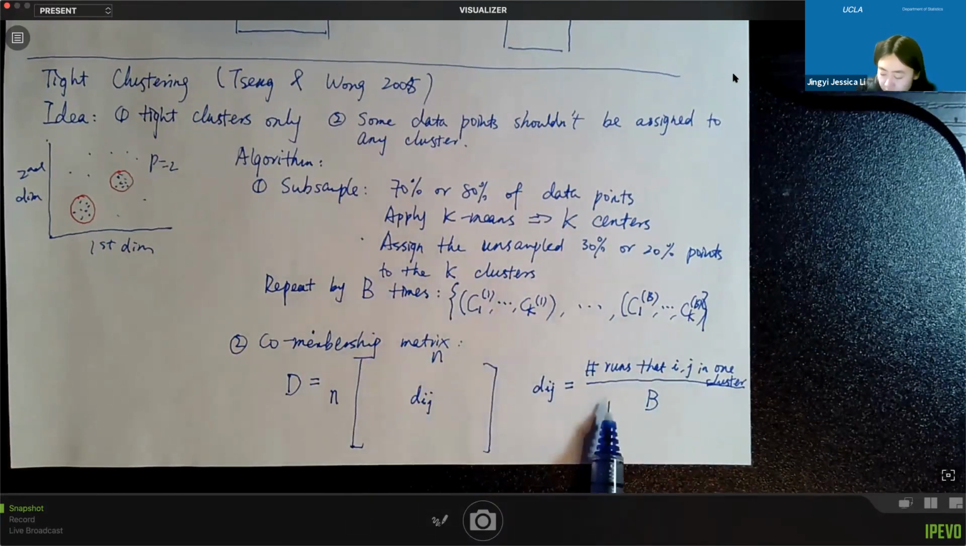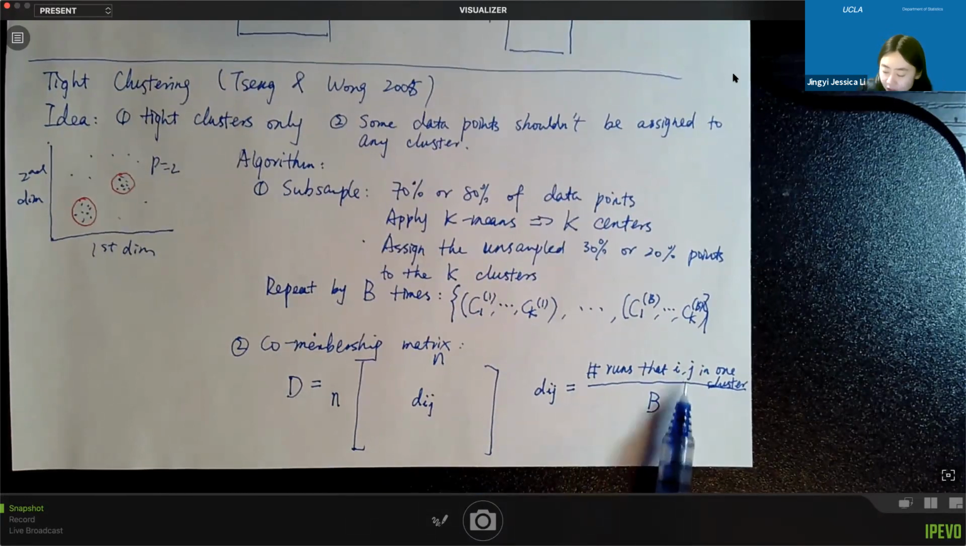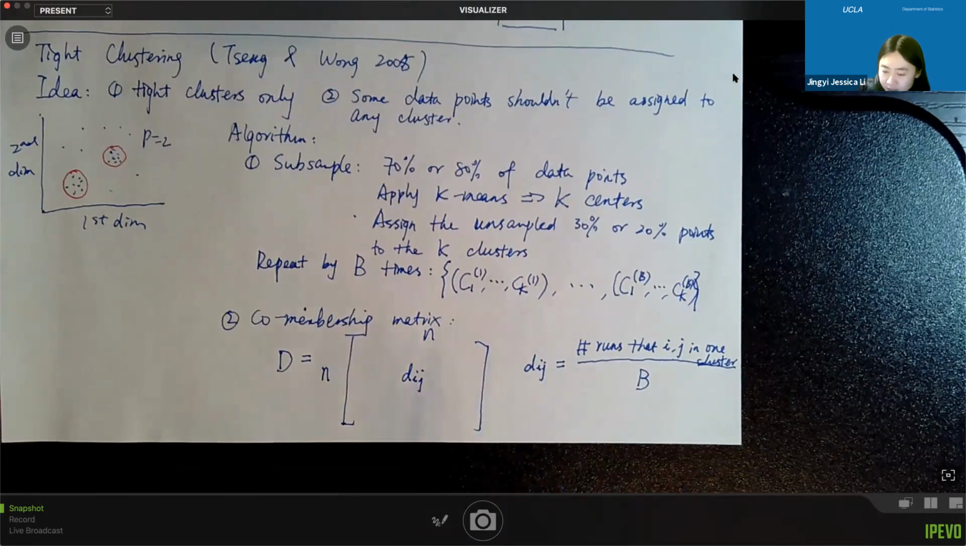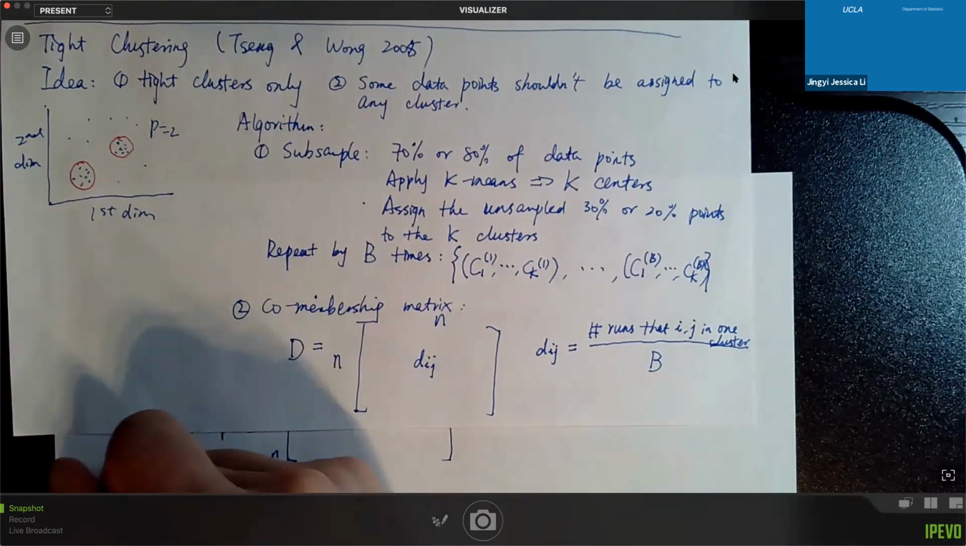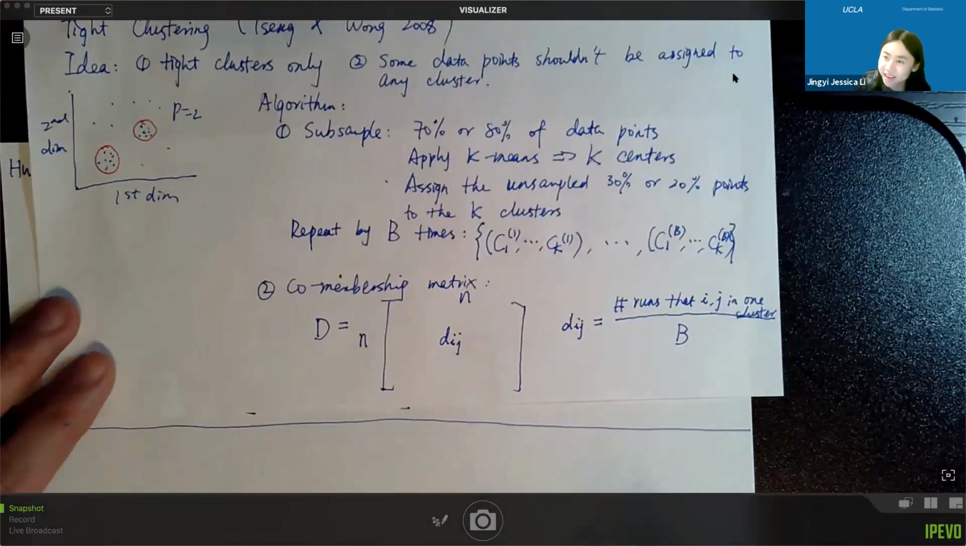So this proportion is very important because if two points i and j are co-clustered in a large proportion of runs, we think they should stay in one cluster. So our final result is to find tight clusters from this co-membership matrix. And what do we do exactly? What we do, let me just use this paper. So what we do exactly is, now we have a useful tool.